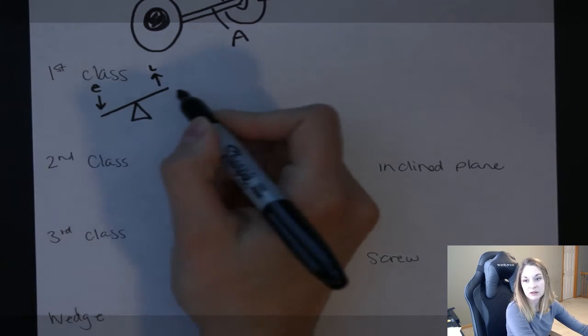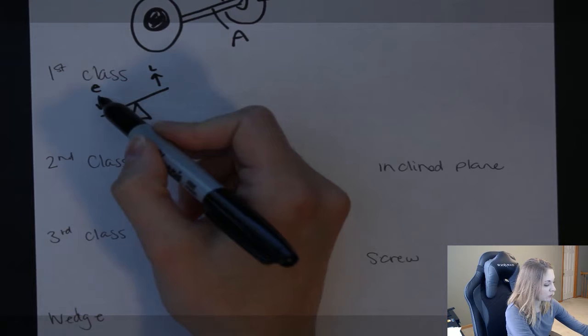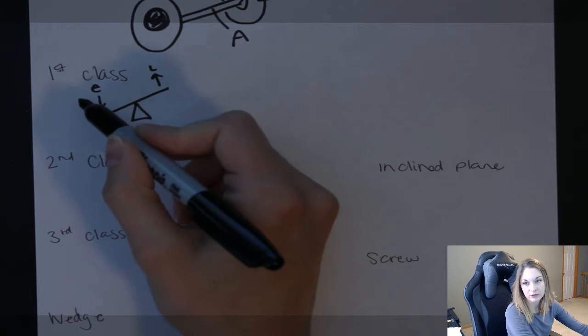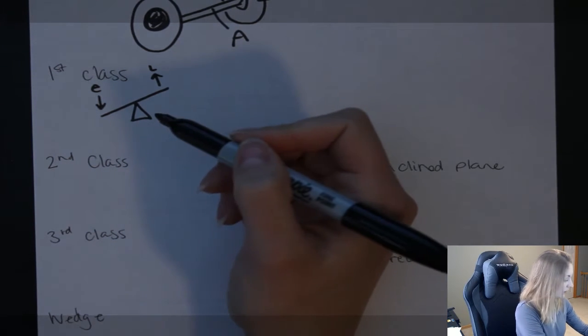You could switch these and it would still be considered a first class lever, but the idea is that if I push down, my load goes up. Or if I were to switch my effort and put it on this side and push down over here, my load could then do the opposite on that side. So that's the diagram look of a first class lever.